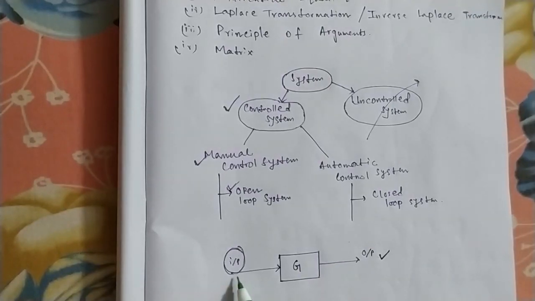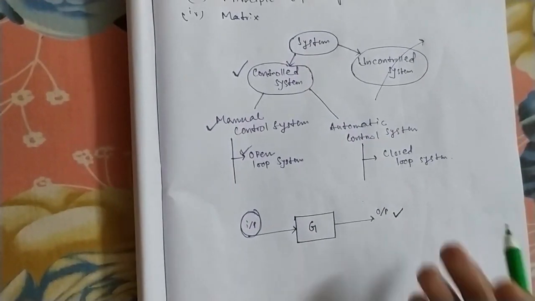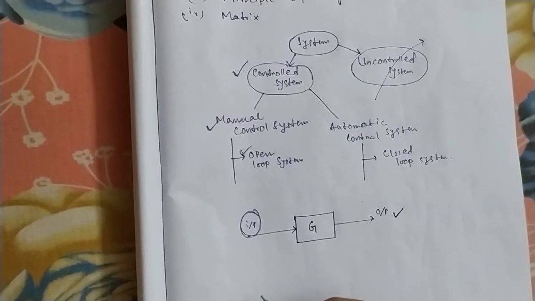There is no loop, only open. So that is why we also know this type of manual control system as an open loop system. Okay, so any example about the open loop system?